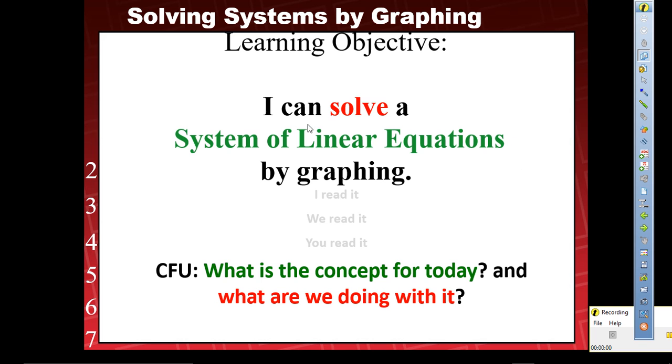Here we go. Our objective for today: I can solve a system of linear equations by graphing. Let's read together. 1, 2, 3. I can solve a system of linear equations by graphing. And if you notice, we're moving on.